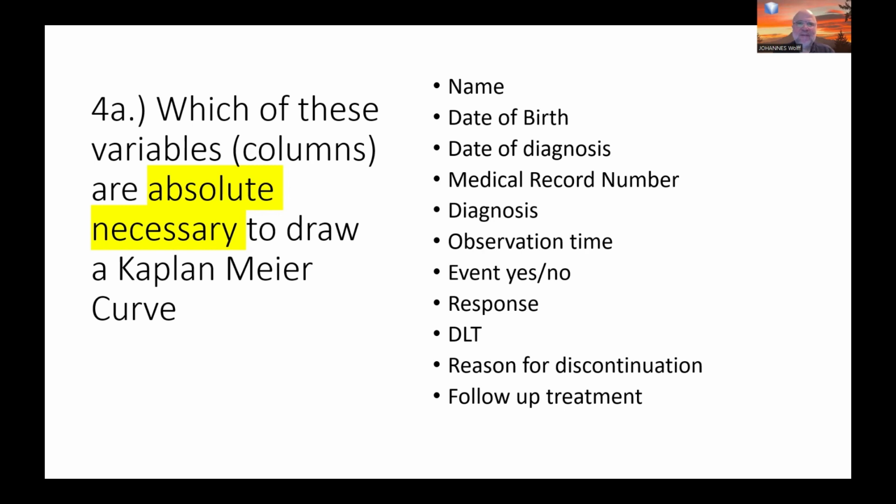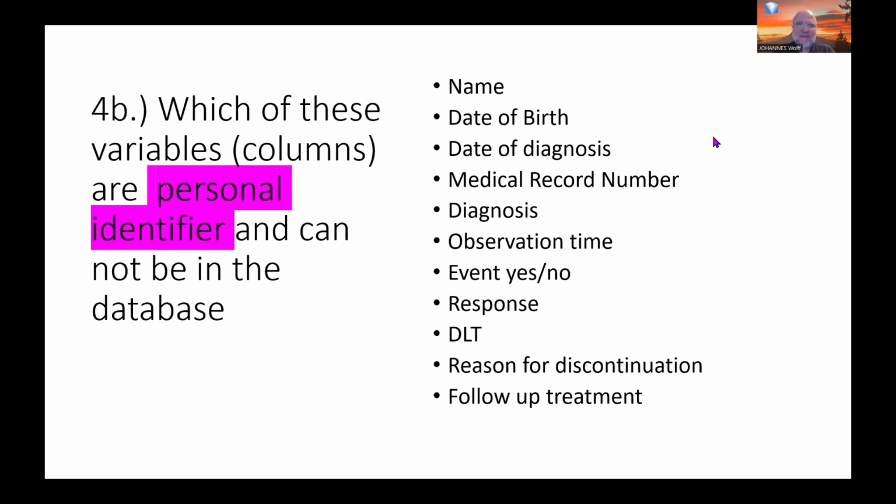Question 4 has 2 components. Which of these variables or columns are absolutely necessary to draw a Kaplan Meier curve? Don't pause the video yet. Which of these variables or columns are personal identifiers and cannot be in the database? Now pause the video and think.